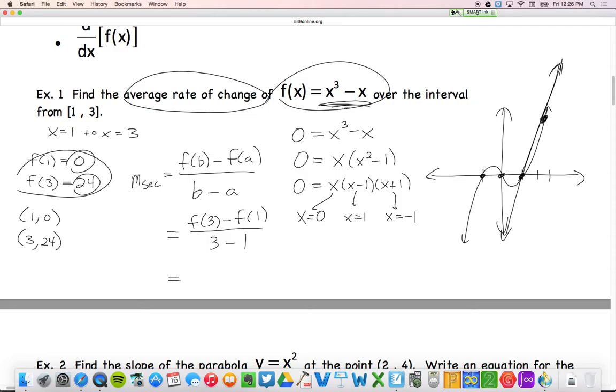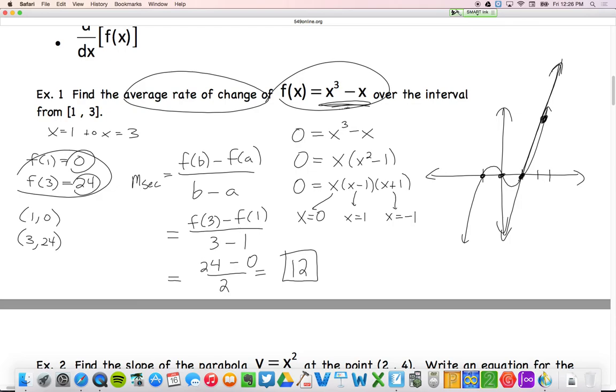Now, a lot of you will just speed up and say, oh, well, f of 3 is 24. I don't need to write f of 3. Minus 0 over 2, and what's 24 divided by 2? 12, and there's your average rate of change from the interval from 1 to 3. Really not too different.